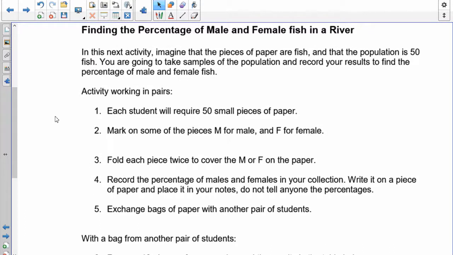So now what we're going to do is an exercise on finding the percentage of male and female fish in a river. We're going to be doing this by using 50 small pieces of paper, and I want you to cut them all out, and on some of them I want you to mark M for male and F for female. It doesn't matter what you mark on the paper as long as all 50 are marked with either a male or a female. You can do either way you wish.